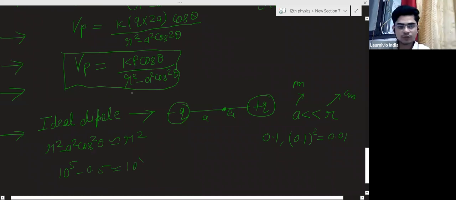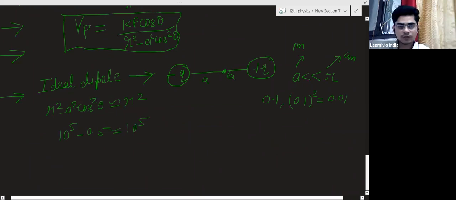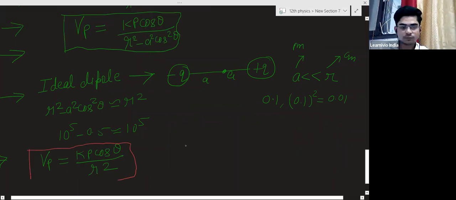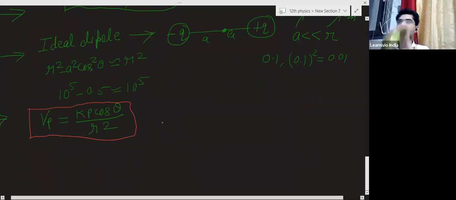So for the ideal dipole, we can calculate VP as Kp cos theta divided by r square. Okay, potential due to ideal dipole. This is the expression for the potential due to ideal dipole.